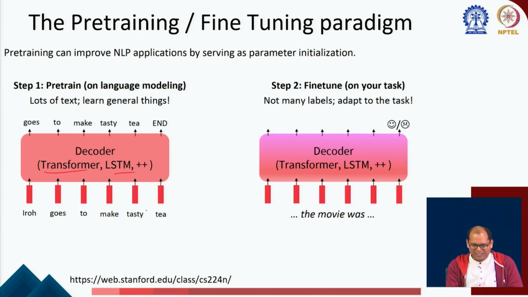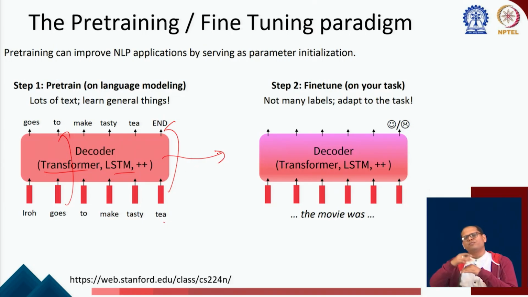So "arrow goes to make tasty tea", and you predict the next word, right? "Goes", predict "to". So you predict the next word, and keep on doing that. And once you have done this, you already have a good initialization. Then once you have that good initialization, you now fine tune it for various tasks.